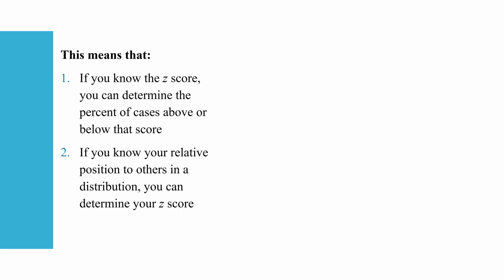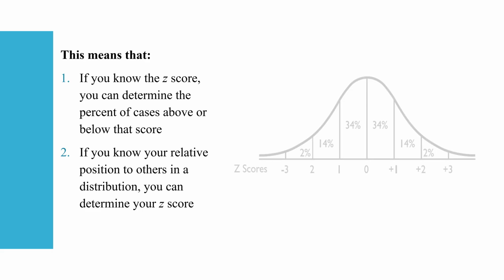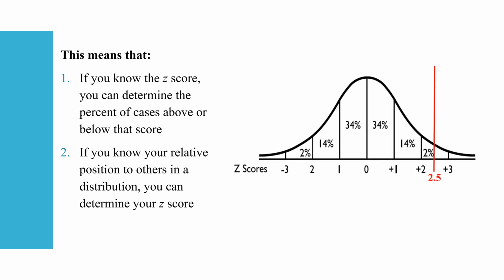Because it is an exactly defined distribution, there is an exact relation between z-scores and the percent of cases above and below it. This means that if you know the z-score, you can determine the percent of cases above or below that score. For instance, say you have a z-score of 2.5. Using that precise distribution, you would be able to identify what percentage of people have scores above or below that number. This works the other way as well.